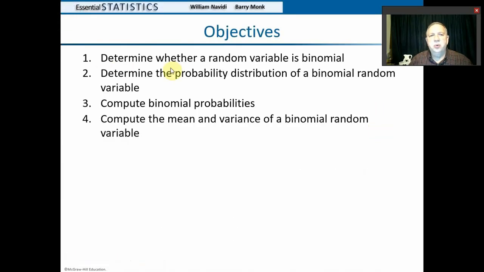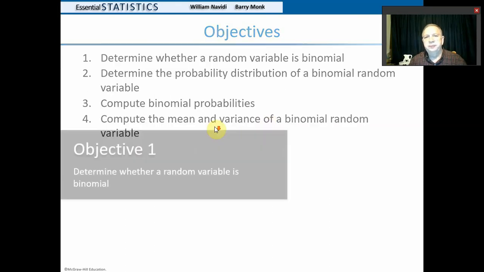So our objectives: we're going to determine whether a random variable is binomial. We have to look and see if we can find these characteristics to define it as a binomial random variable. And if it is, we're going to be able to write the probability distribution and then compute binomial probabilities. And then at the very end, we're going to do the mean and variance of a binomial random variable, just like we did for a simple random variable. But in this case, it simplifies even further.